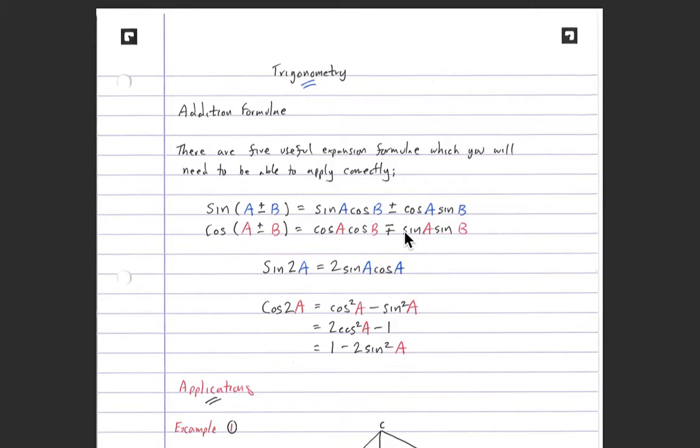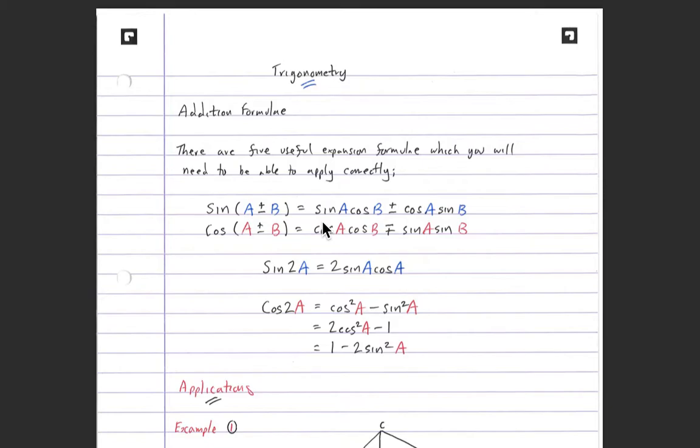Now we use those for simple exact values. If I want to find the cosine of 105 degrees, I could write that as cos of 60 plus 45. And we know that cos of 60 and cos of 45 are both exact values that we can determine with the use of exact value triangles. So it's quite often the kind of question that we might see in an exam.